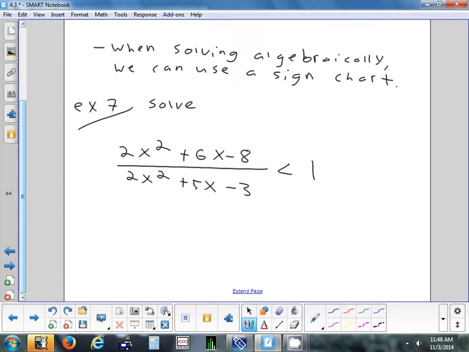Okay, so Kobe, how would I get 0 on one side here? Subtract 1. Yeah, let's just subtract 1. So we need 2x squared plus 6x minus 8. That's all going to stay the same, except I'm going to subtract 1. Any question on that? Because now it'll be less than 0. Now I can use a sign chart and I can find roots.